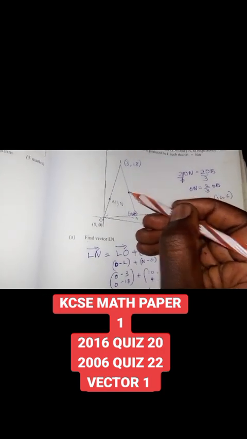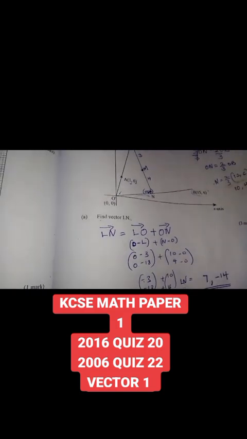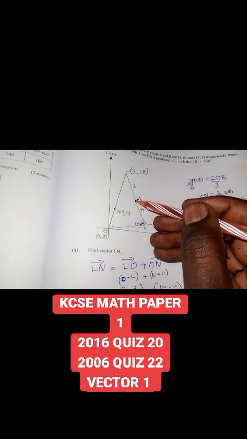We look at the next part. Given that M is a point on the line LN such that LM:MN has a ratio 3:4, look at LN. I'm going to indicate the ratios there, 3 and here 4. So you're told to find the coordinates of M. How do we go about the coordinates of M here?